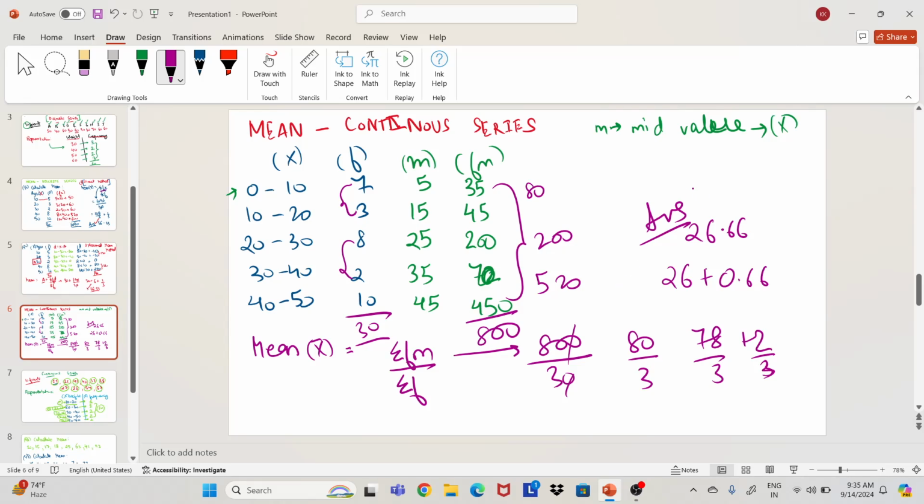So this was the calculation of mean in continuous series. This method is known as the direct method, as we have seen in the discrete series. There are two more methods, the shortcut method and step deviation. I'll explain those methods in a different video. If you need to know that, just comment.